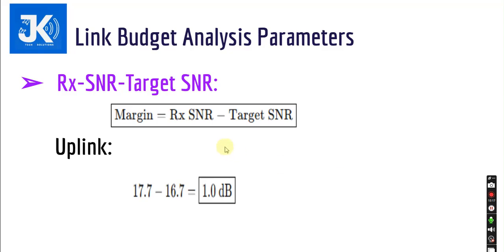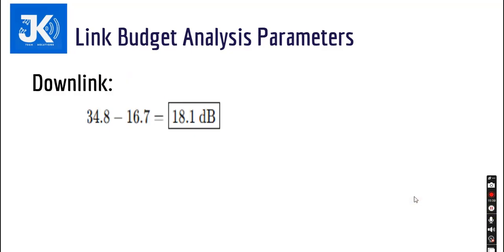Now we compare the receiving signal to noise ratio against the target signal to noise ratio. Margin is equal to the receiving signal to noise ratio minus the target signal to noise ratio. For uplink, our receiving signal to noise ratio is 17.7 and our target is 16.7. After substituting the values, we get 1 dB for uplink. Similarly for downlink, using the previous formula, we get 18.1 dB.